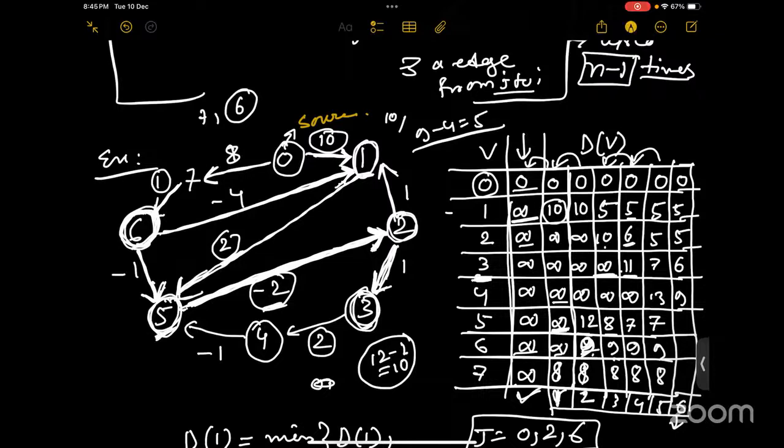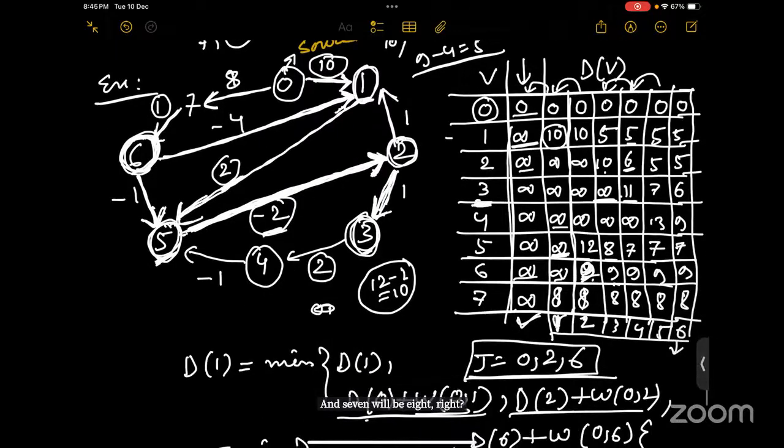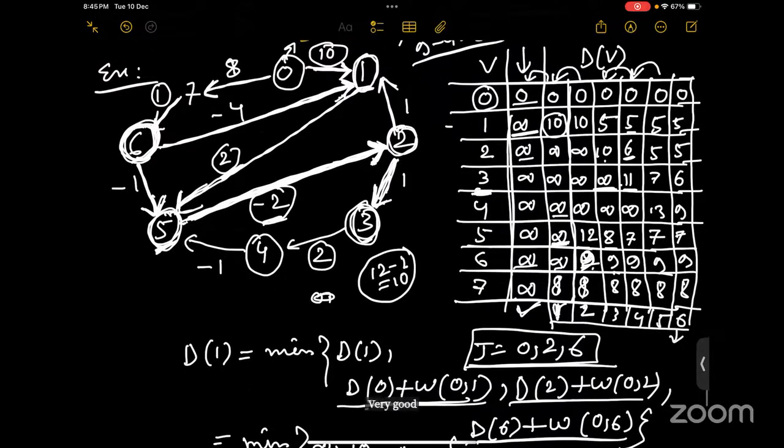7. 6. 9. And 7 will be 8, right? 8. Very good. So this is the final column, okay?